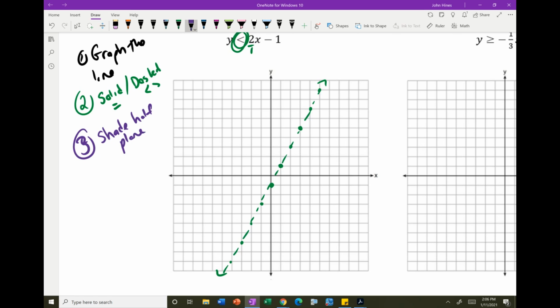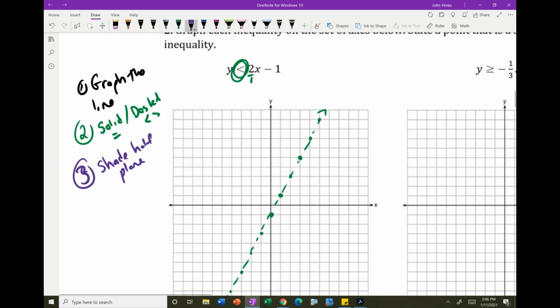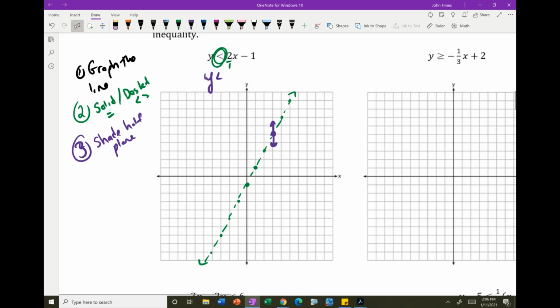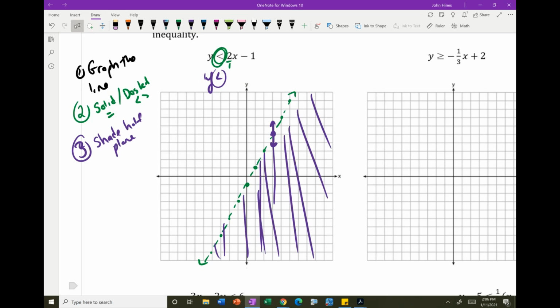That's what we have to do here. Which side am I shading? And here's how we figure it out. I have y is less than, so I pick any point. And I need to decide, do I shade up vertically or do I shade down vertically? In this case, I'm shading down vertically because I have less than. So this is the side that I want to shade.